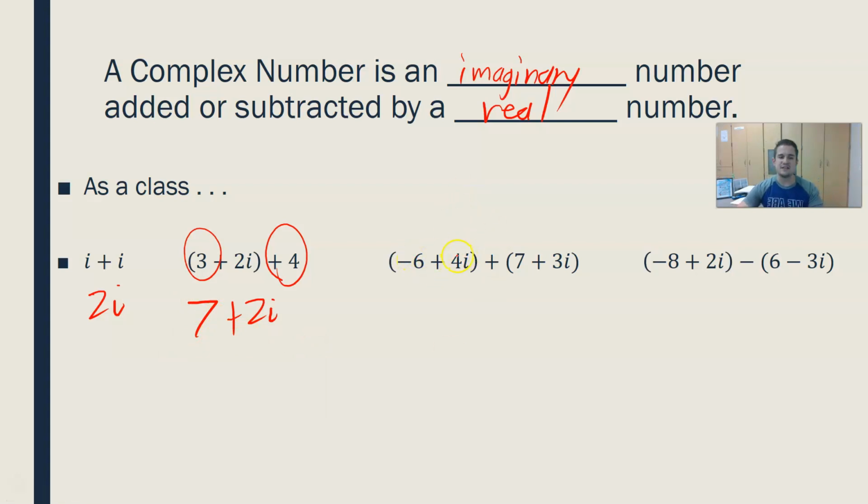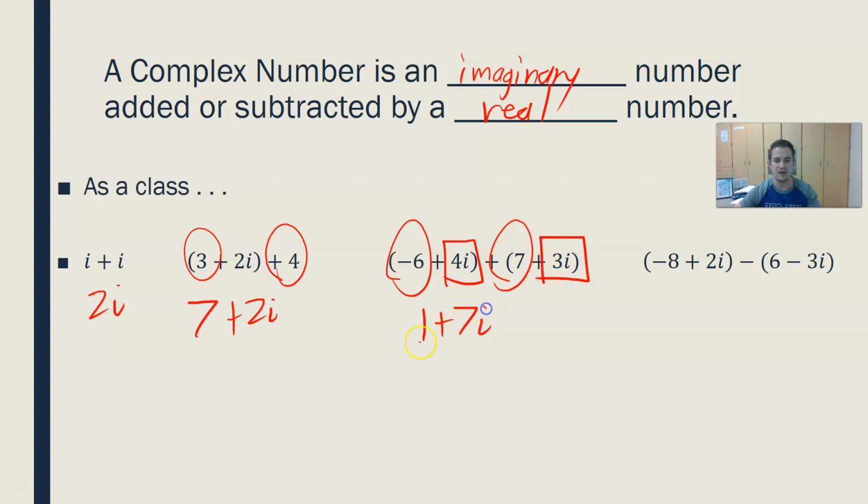What about negative 6 plus 4i plus 7 plus 3i? Well, I'm going to combine my real numbers together, negative 6 plus 7, which is 1. I'm going to combine my imaginary numbers together, 4i plus 3i, which is a plus 7i. So my answer would be 1 plus 7i.